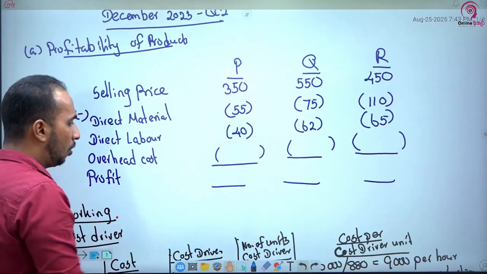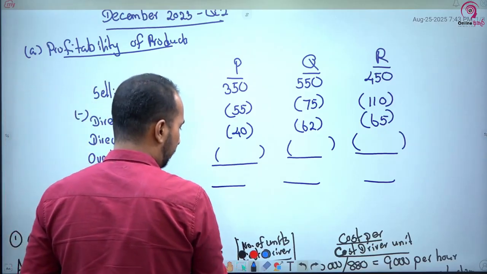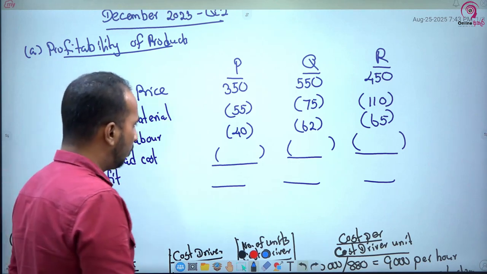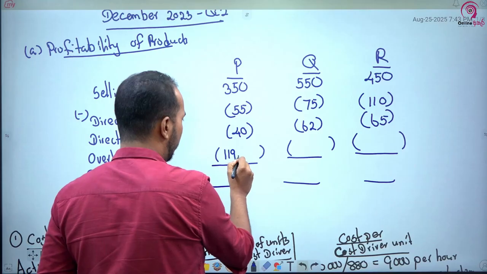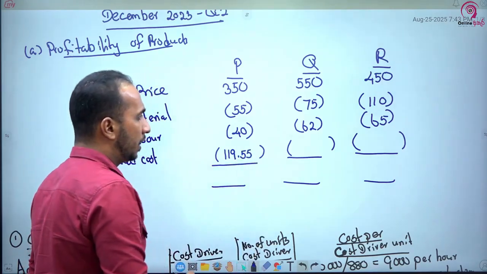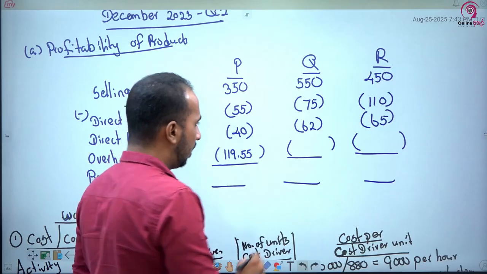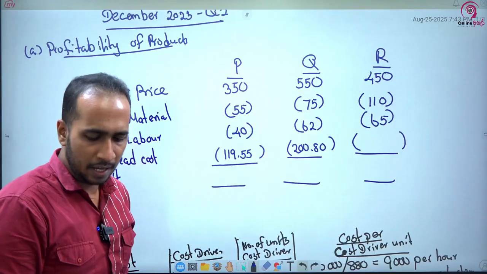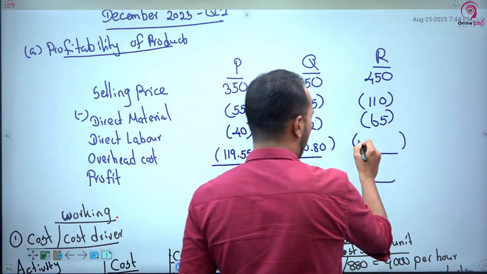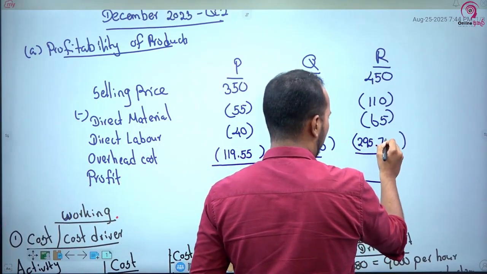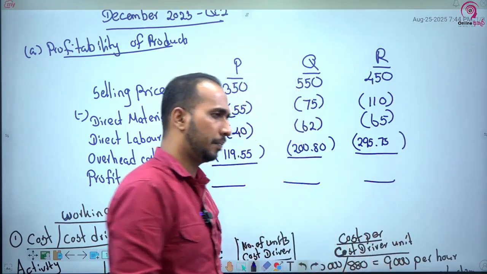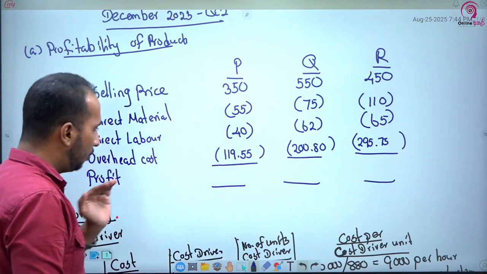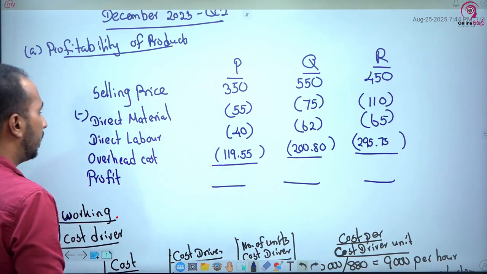Here you have to substitute the overhead cost. Now we have already calculated it. For product P, I have calculated it as 119 rupees and 55 cents. For product Q, I have calculated it as 200 rupees and 80 cents. And for product R, it is 295 rupees and, yes, 75 cents. Okay, this is how we are substituting the found overhead cost charged into our final answer.